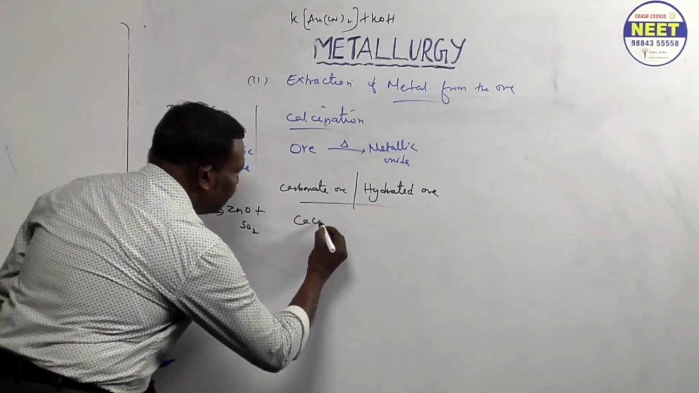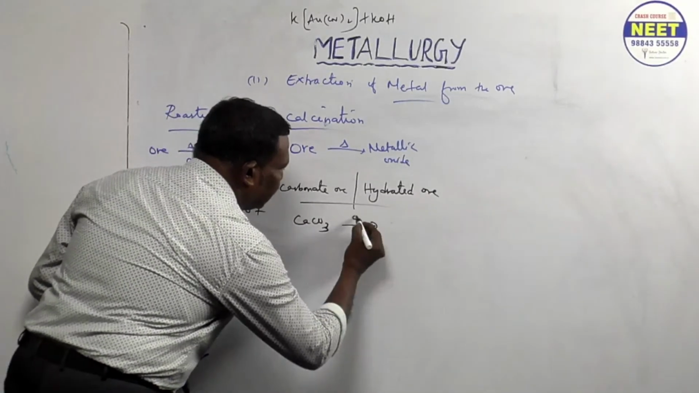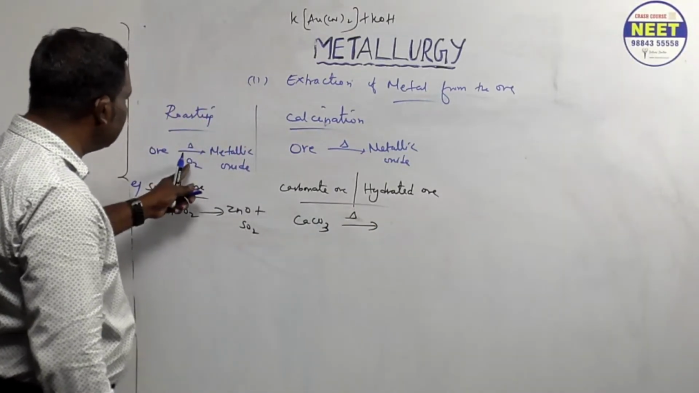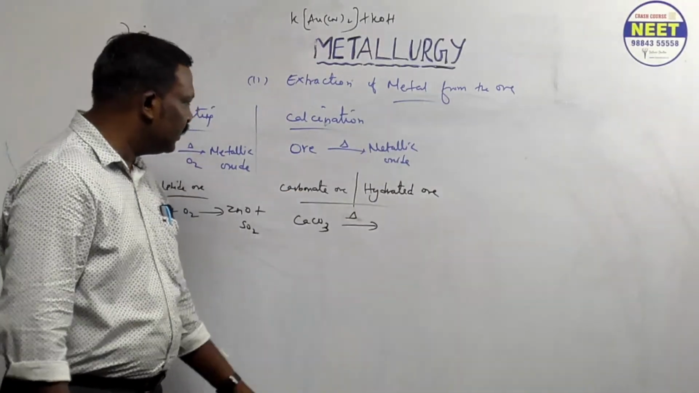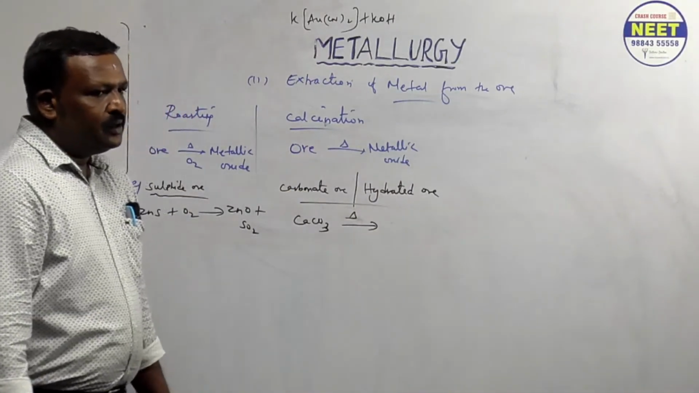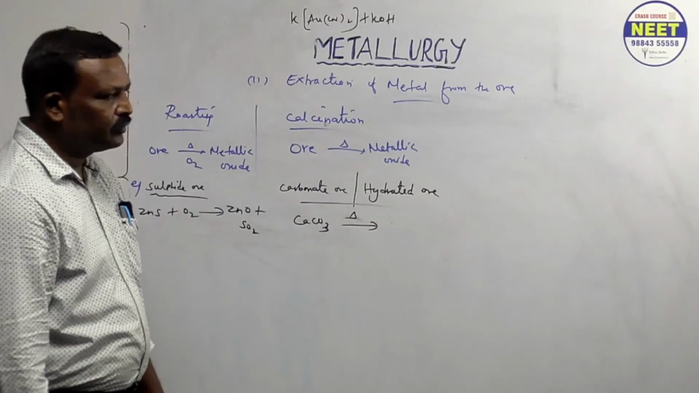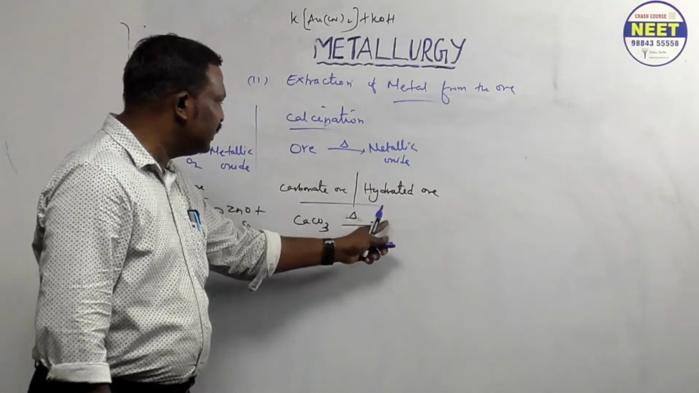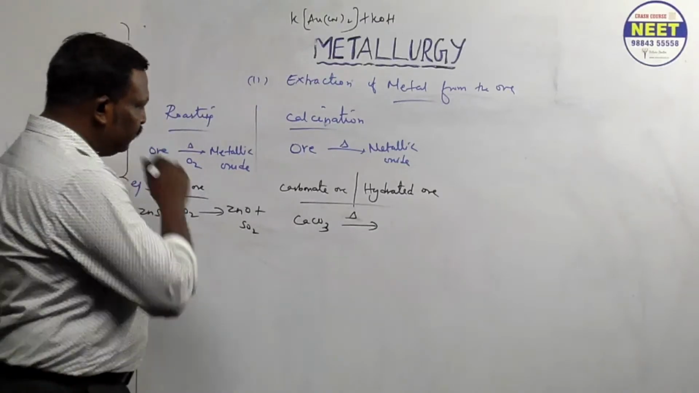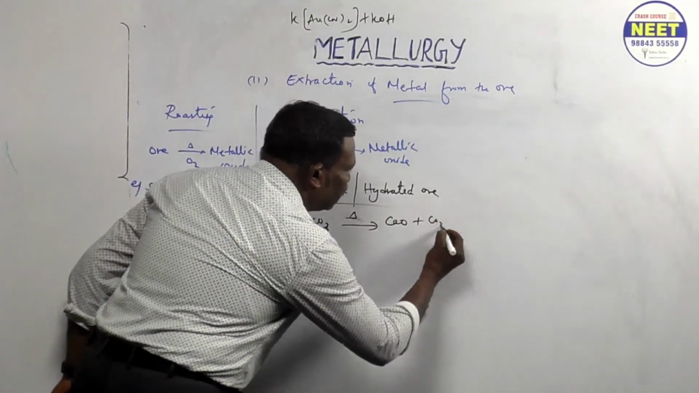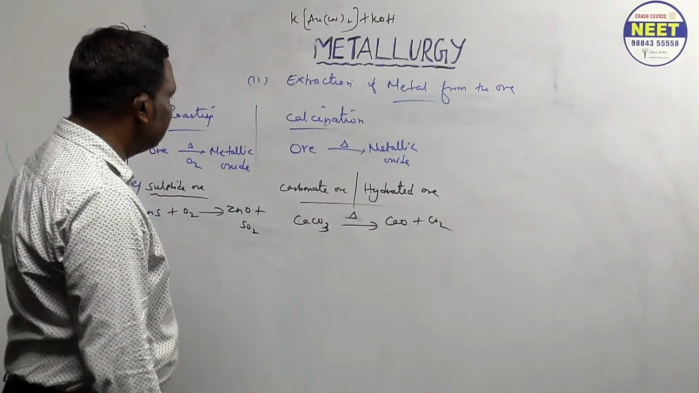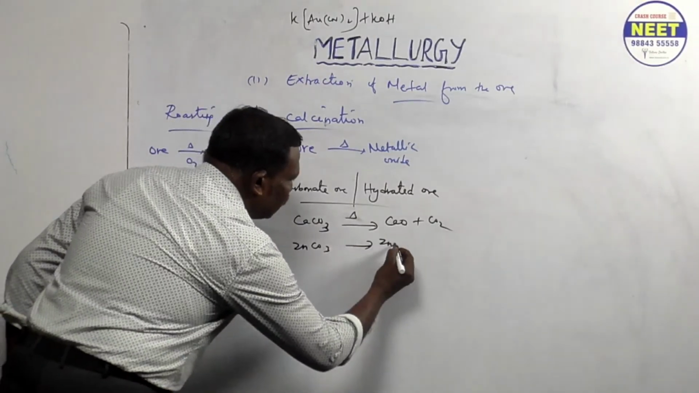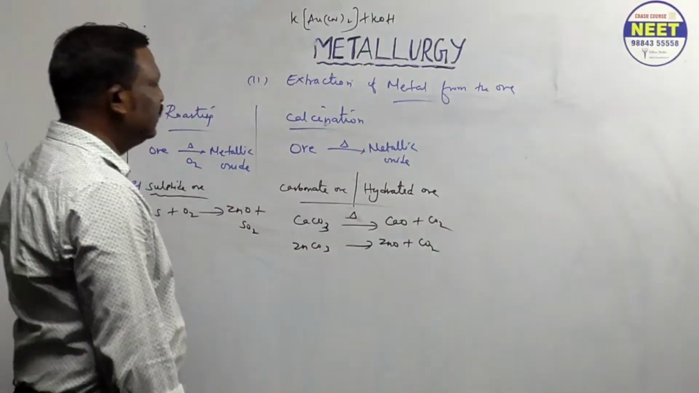Any carbonate is just heated; we need not apply any oxygen, isn't it? You are heating the ore in the absence of oxygen. What do you get? The same oxide, CaO plus CO2, correct or not? Anything we can take. Zinc carbonate gives ZnO plus CO2, correct? Understood?